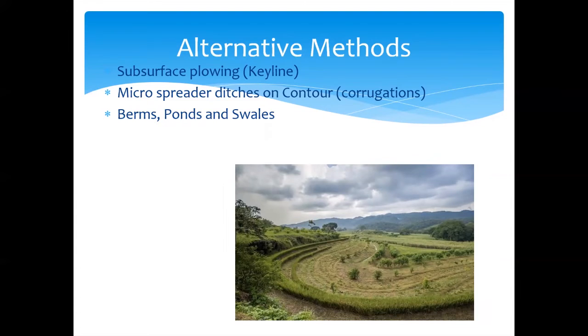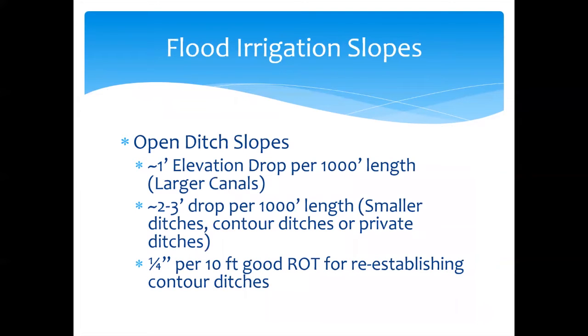So, flood irrigation slopes. You were talking about slopes earlier. You've got an open ditch, and with a larger canal you might have 1 foot of drop for every 1,000 feet of length. In smaller ditches, what I've measured is about 2 or 3 feet of drop per 1,000 feet of length. So that's a 0.2 to 0.3% slope. We're basically flat.